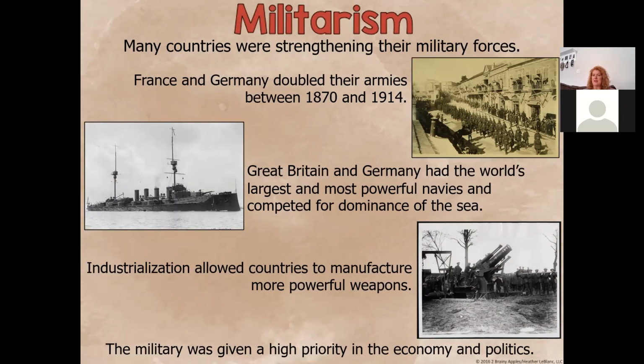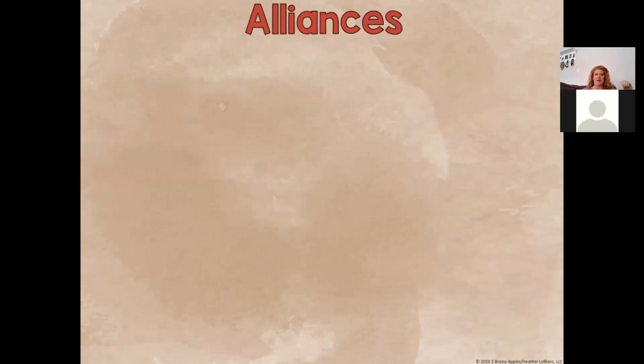Industrialization allowed countries to manufacture more powerful weapons, and the military becomes a focal point, a very high priority of what they're going to spend their money on as countries or their economy. And so then politicians are constantly sharing with the people this desire to build up the military and the reasons why.